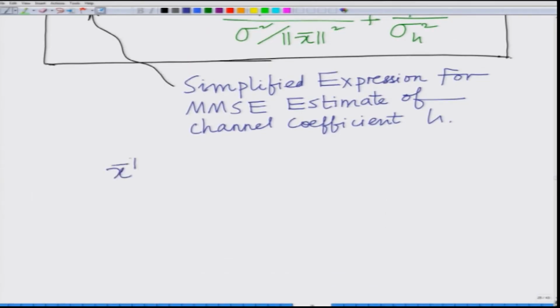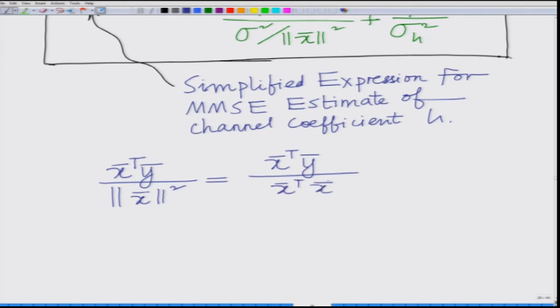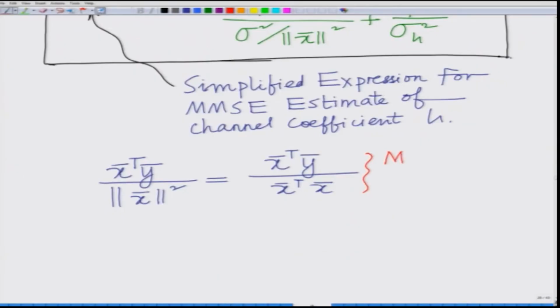We have x bar transpose y bar divided by norm x bar square, which is basically the same as x bar transpose y bar divided by x bar transpose x bar, and you can see that this is the maximum likelihood estimate of the channel coefficient H. Some of you might not be familiar with maximum likelihood estimation if you have not done the previous course, but it does not matter. This is the same estimate derived from the principle of maximum likelihood estimation of the channel coefficient H, the ML estimate.